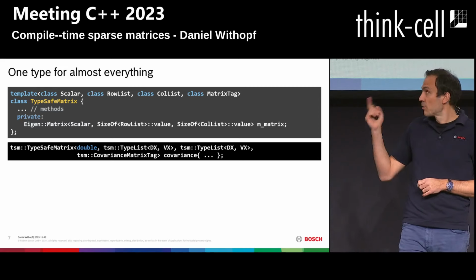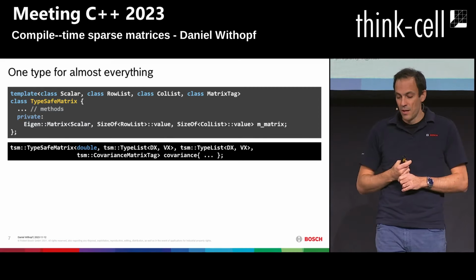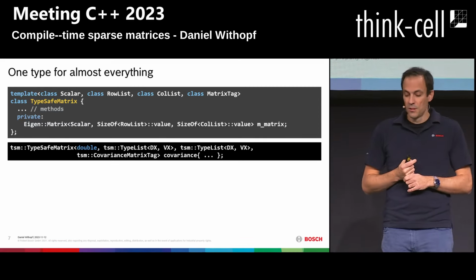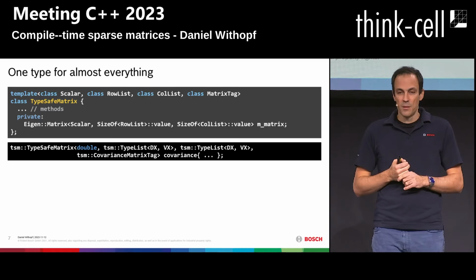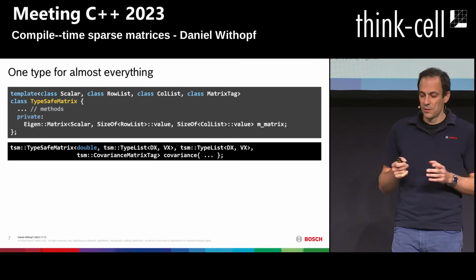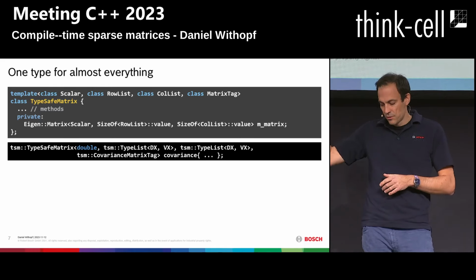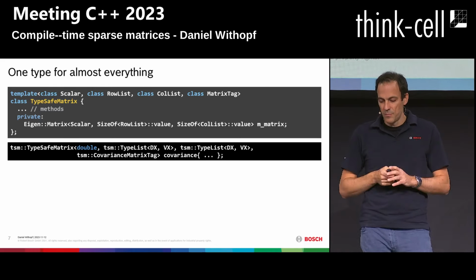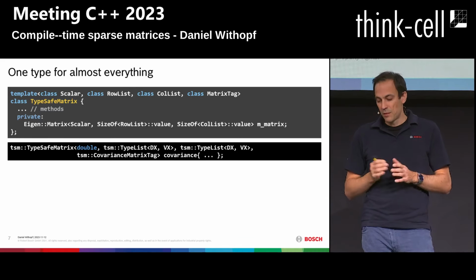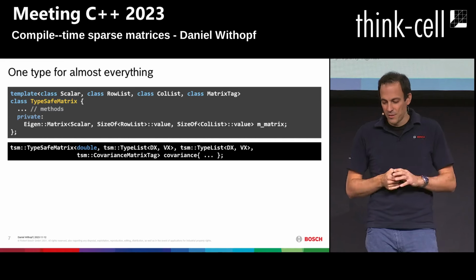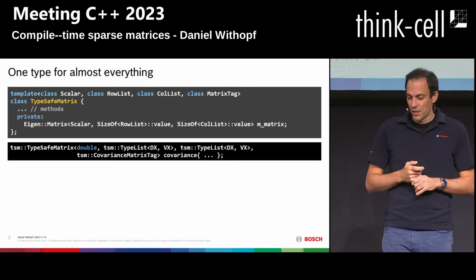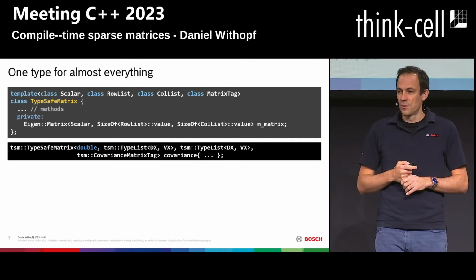So this is what a construction of such a matrix would look like. This here creates a covariance matrix where the rows and columns describe x position and x velocity in our vehicle frame. Fairly easy. And in the constructor, of course, you would list the individual elements in the correct order. All of this is also being checked, but that's more of a topic of my previous talks. If you want to know details, check them out, but it's not that important for today.